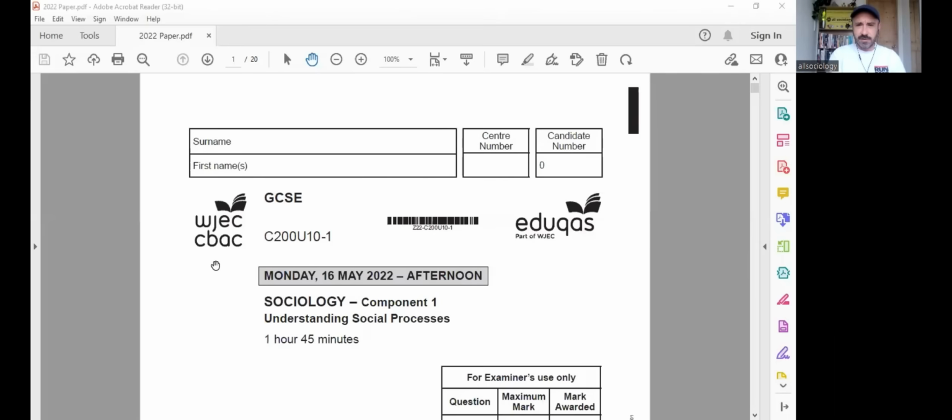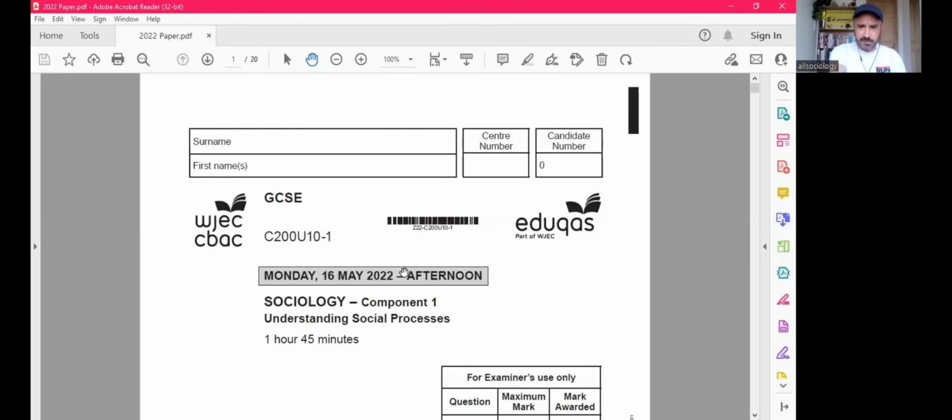I'm now going to share my screen with you, and what you should now be able to see is me up in the top right corner, and an exam paper on the screen. This is the exam paper, component one, so paper one from last year, from 2022, as we can see there.